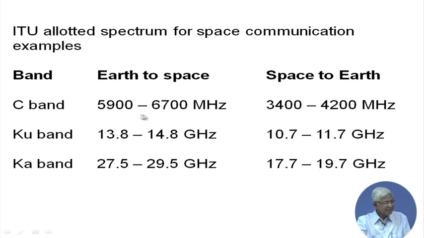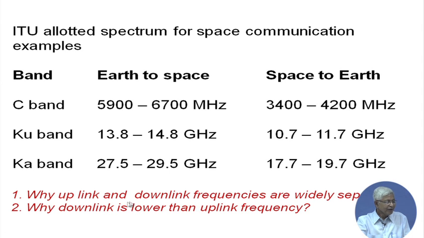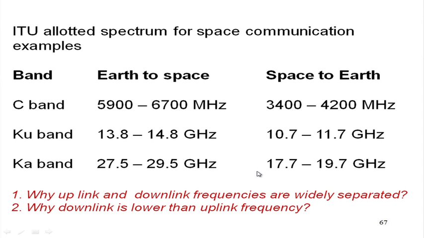Do you see that the uplink frequencies are always higher than the downlink frequencies? So, why are the uplink and downlink frequencies widely separated? That is one question, and that is why the downlink frequency is lower than the uplink frequency. You should find out the answer from the books. Okay, this is very interesting to know.